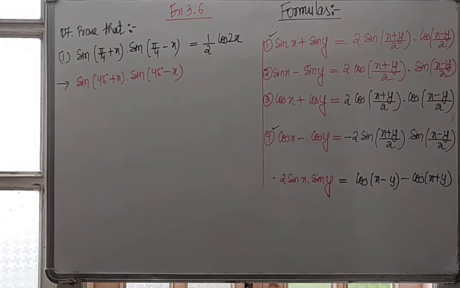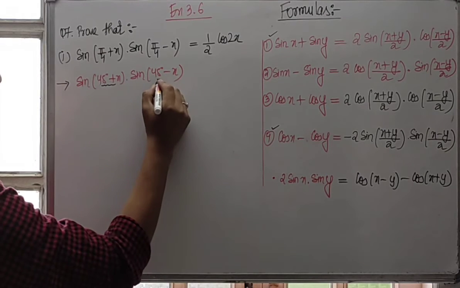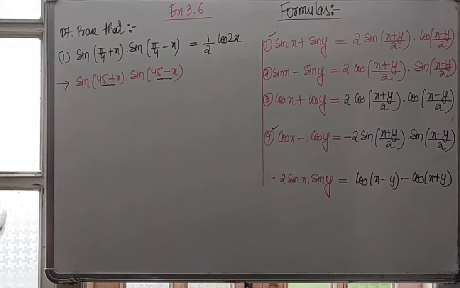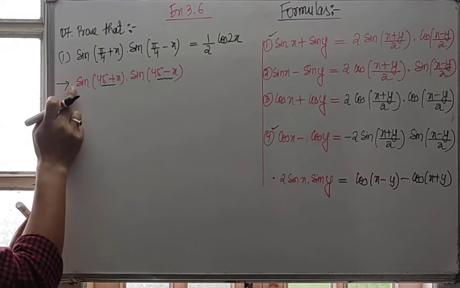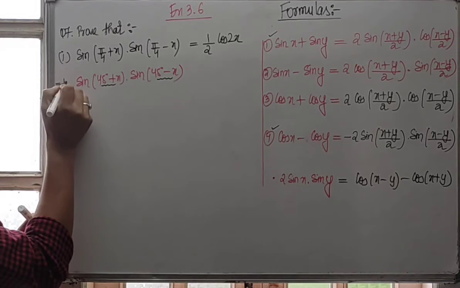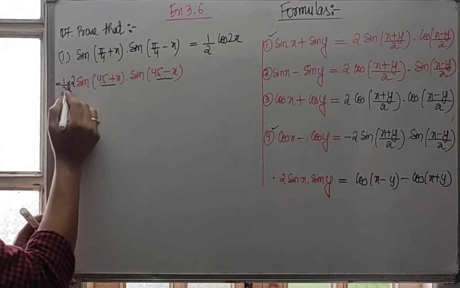Similarly here also, if I assume this as x, and if I assume this as y, because both the angles are different, I can use this formula provided I have 2. But I don't have 2 here. So what will I do is I will multiply with 2 and divide with 2.